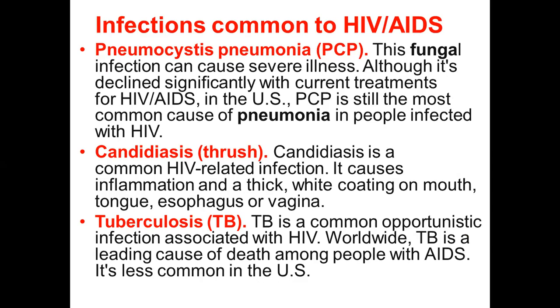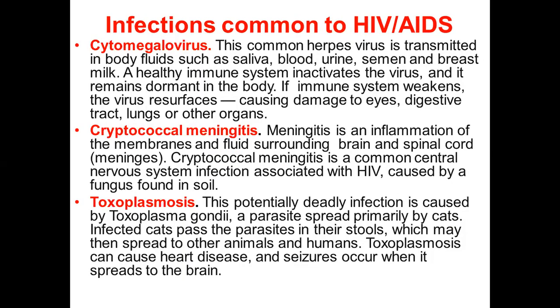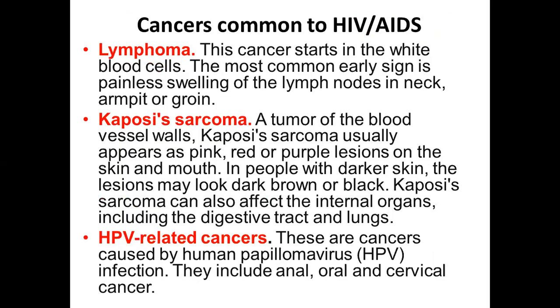First है pneumocystis pneumonia, candidiasis, tuberculosis. Then cancers which occur are cytomegaloviruses, cryptococcal meningitis, toxoplasmosis. This is a very important question. जो आपसे पूछा जाता है कि name few diseases which a patient suffers from. तो ये नाम लेनी है.